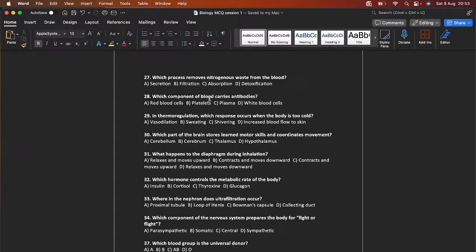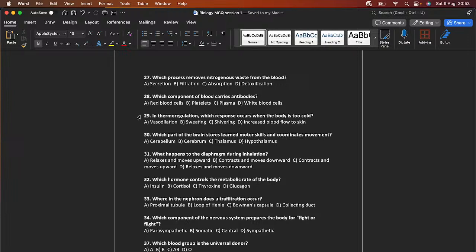Which component of blood carries antibodies? We have red blood cells, platelets, plasma, and white blood cells. The answer will be the plasma cells. White blood cells produce them. Plasma cells are the ones that carry the antibodies.